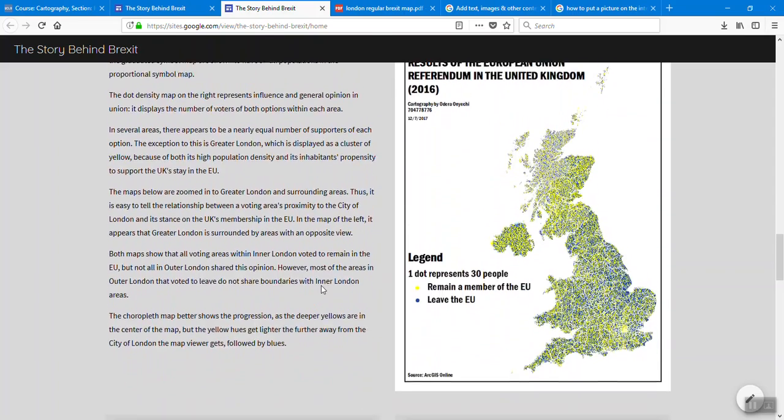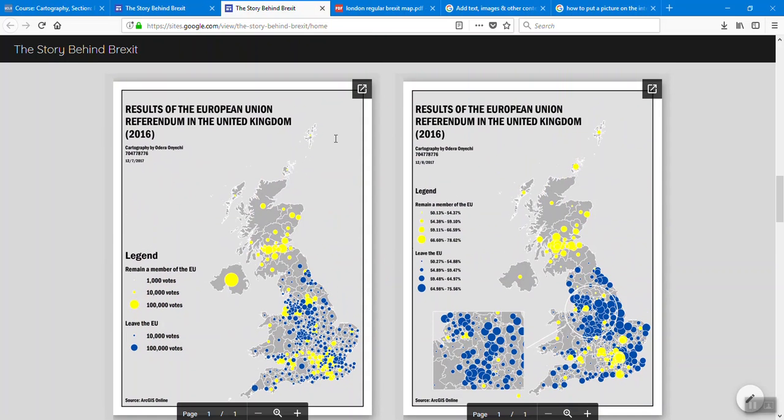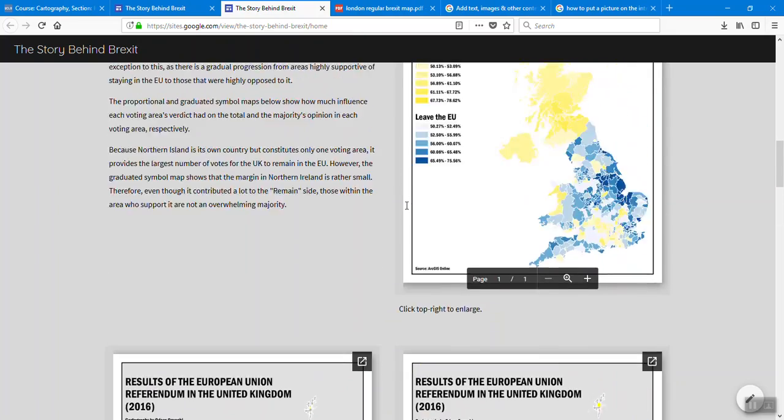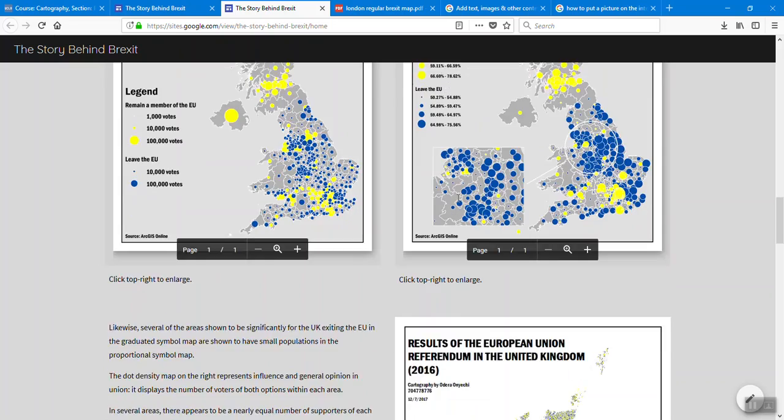And I also made the backgrounds gray to enhance the visibility of the yellow symbols in these two maps, but I didn't do that in these maps because they were clear enough.